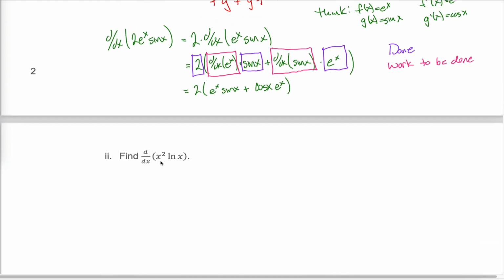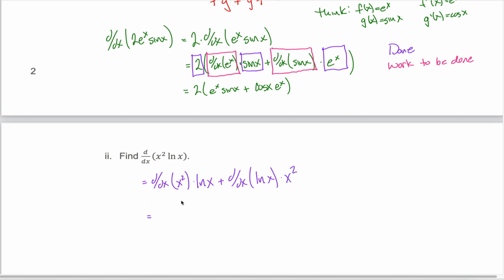The first one, find the derivative of x squared natural log of x. What I'd encourage you to do for this problem is write the intermediate step. I'm going to use the product rule here, which means I have to take the derivative of the first thing, x squared, multiply that by the second thing, the natural log of x, add to that the derivative of the second thing, the derivative of natural log of x, times the first thing, x squared.